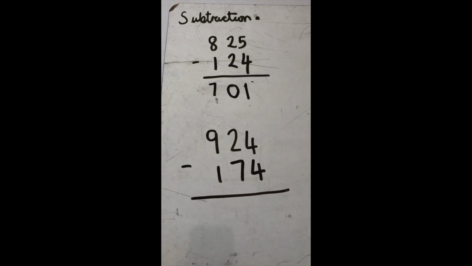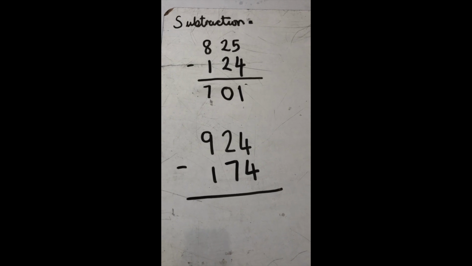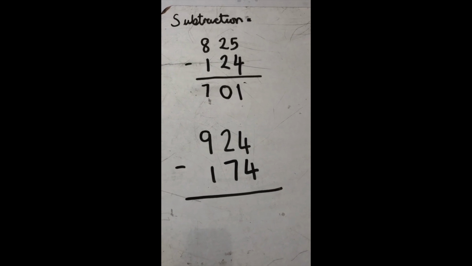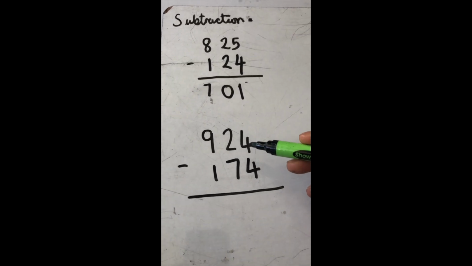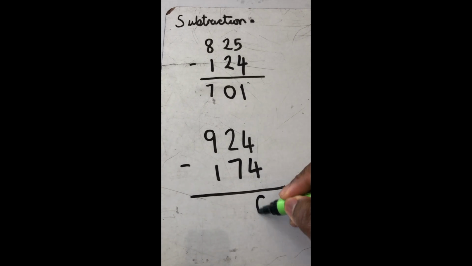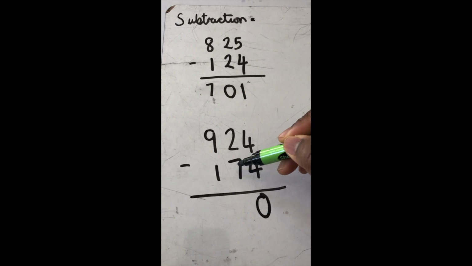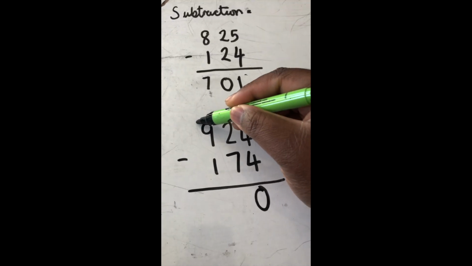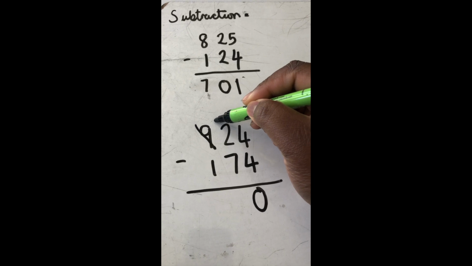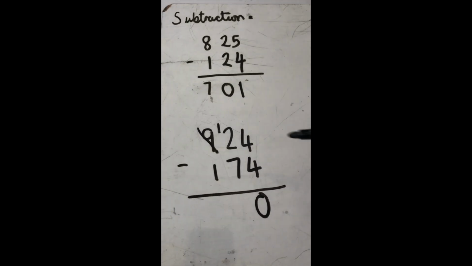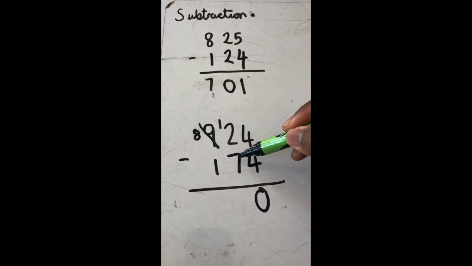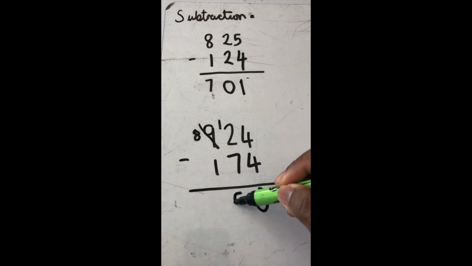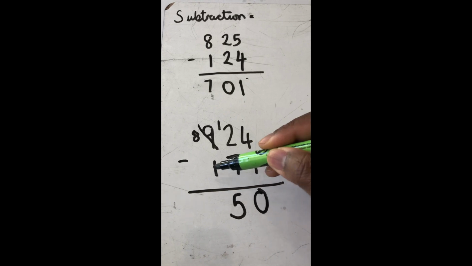And then I'm now going to show you with exchanging. Exchange is when you don't have enough tens or ones to be able to complete the calculation. So first I'm going to start off with my ones. 4 take away 4 equals 0. 20 take away 70. I can't do that, so I need to exchange 100 for 10 tens. So now I have 800s left. So I'm going to do 120 take away 70, and that leaves me with 50. And then 800 take away 100 equals 700.